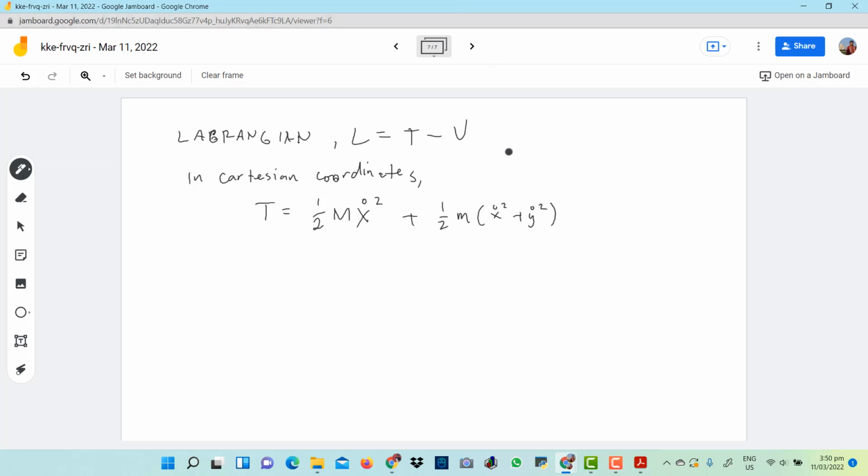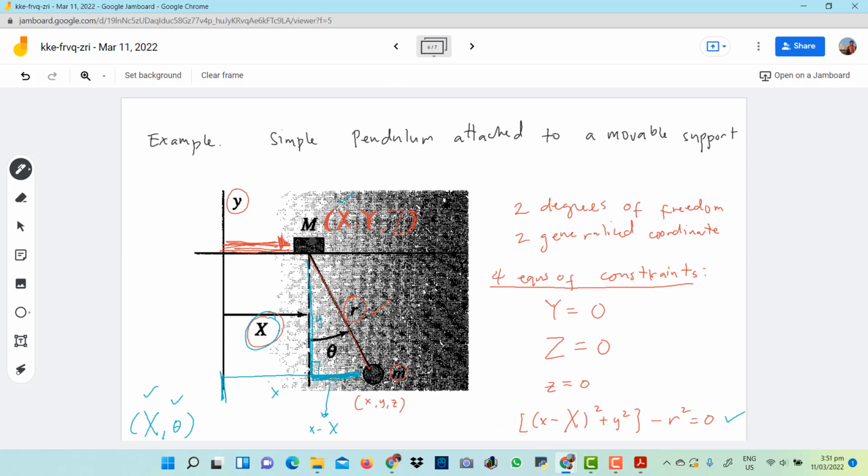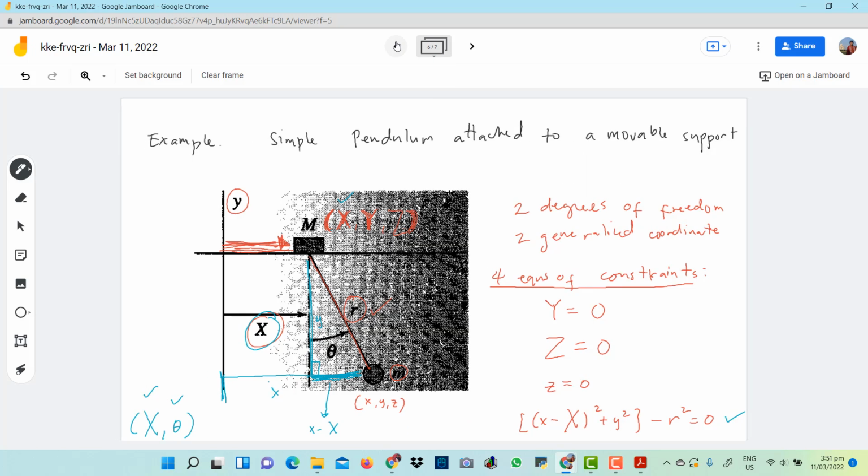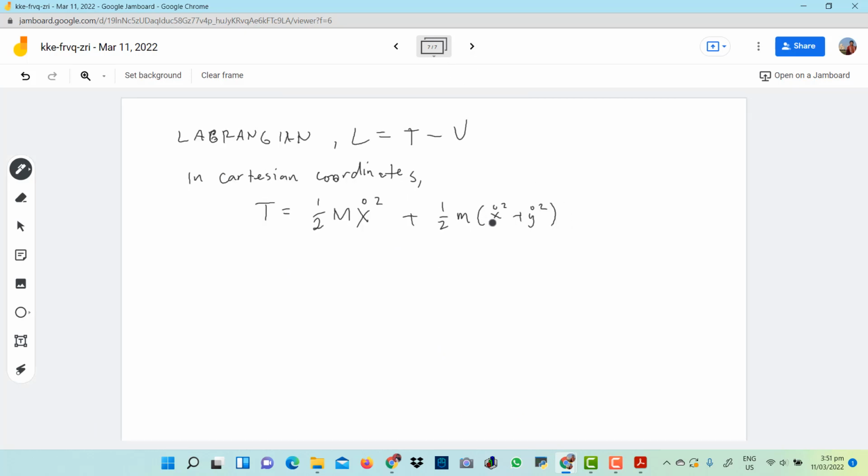Sakto no? The first term is for the kinetic energy of this movable support with mass big M, while the second term is the kinetic energy in Cartesian coordinates of this small letter m. So, naa ko'y x ug y na, no? Naa ko'y velocity along y plus velocity along x. So, that's why naa ko'y 1/2 m x dot square. Kani nga x kay gamay ni, kani kay dako ni.